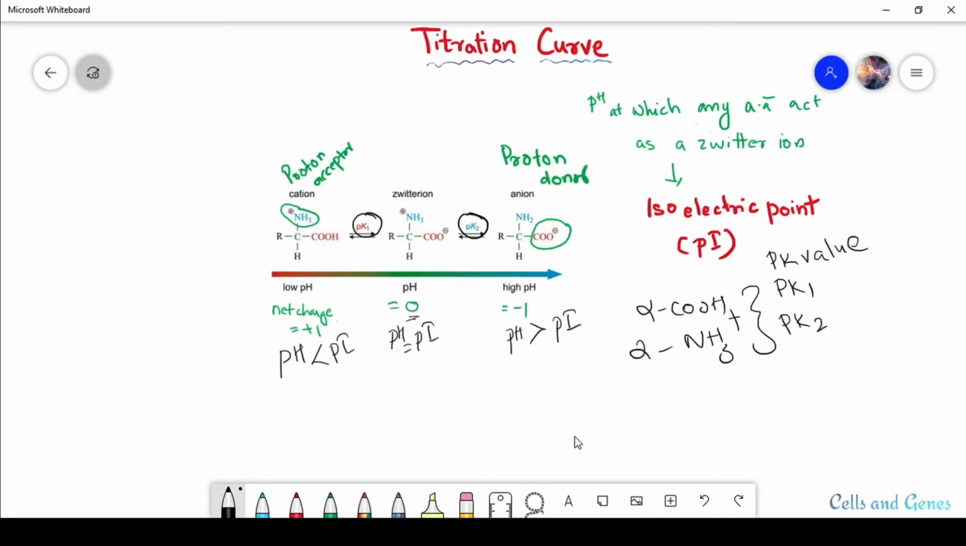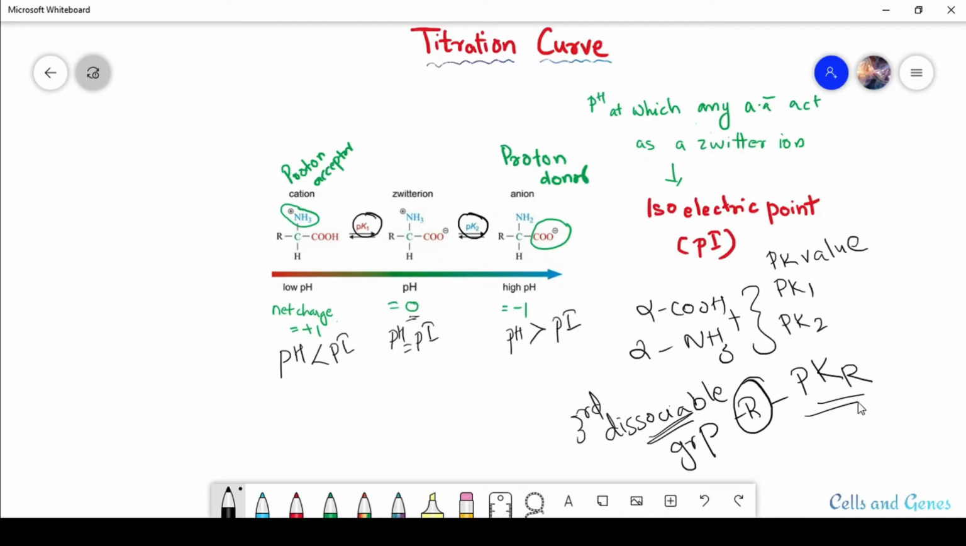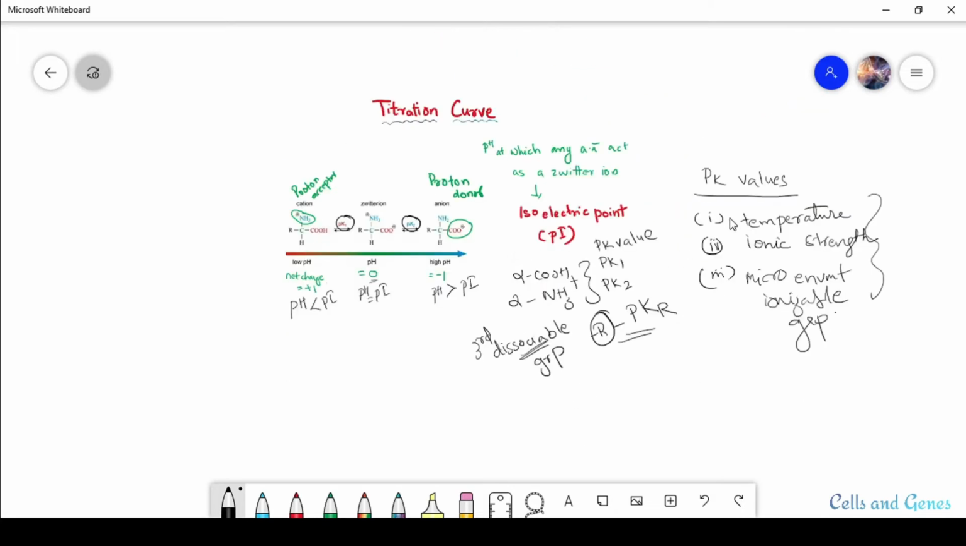So if an amino acid has a third dissociable group in its side chain, that is in the R group, its pK value can be designated as pKr for the third dissociable group in an amino acid. However, pK values are dependent on the temperature, ionic strength, and microenvironment of the ionizable group.